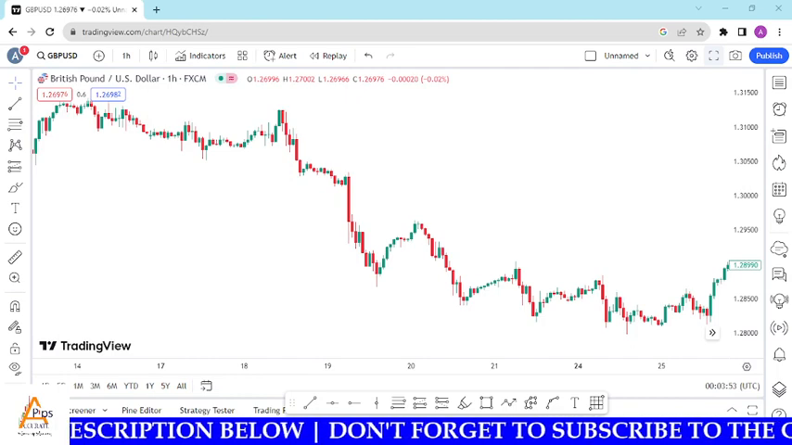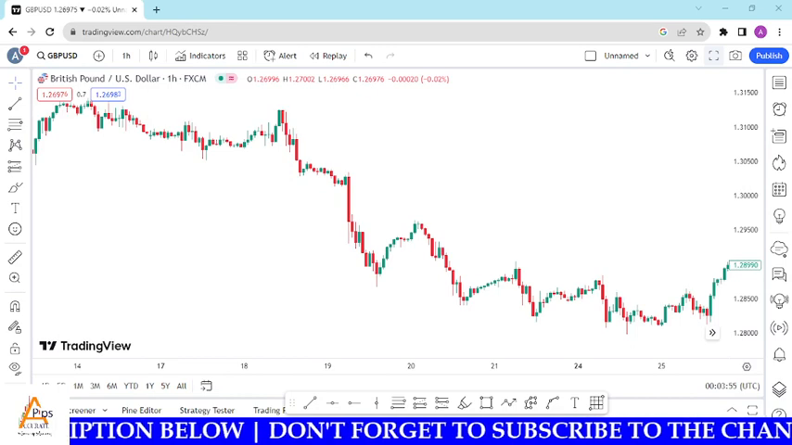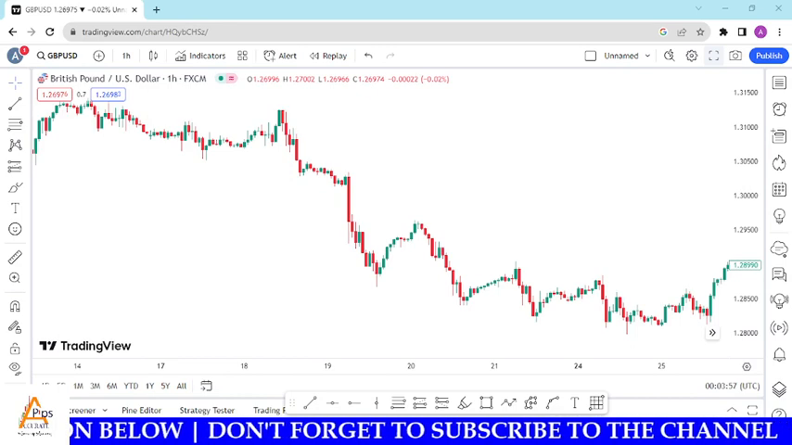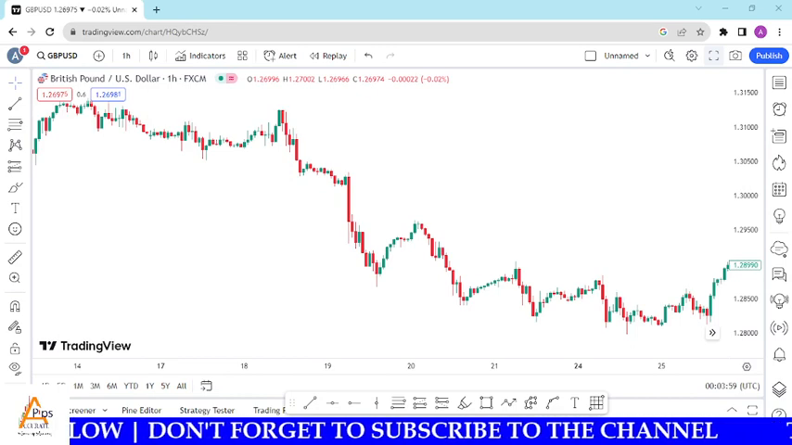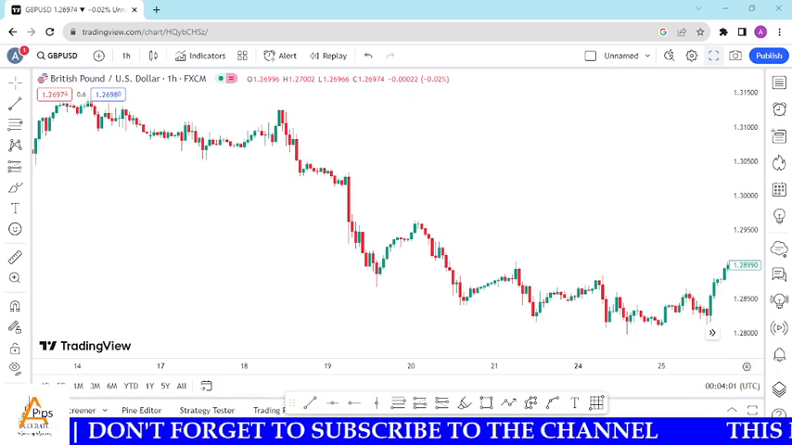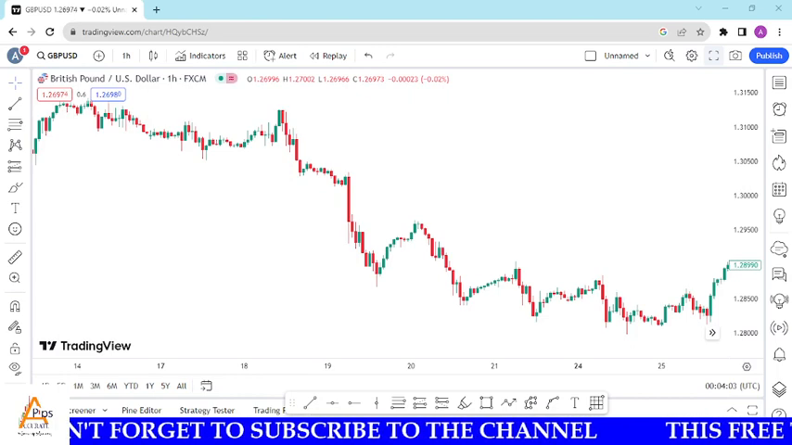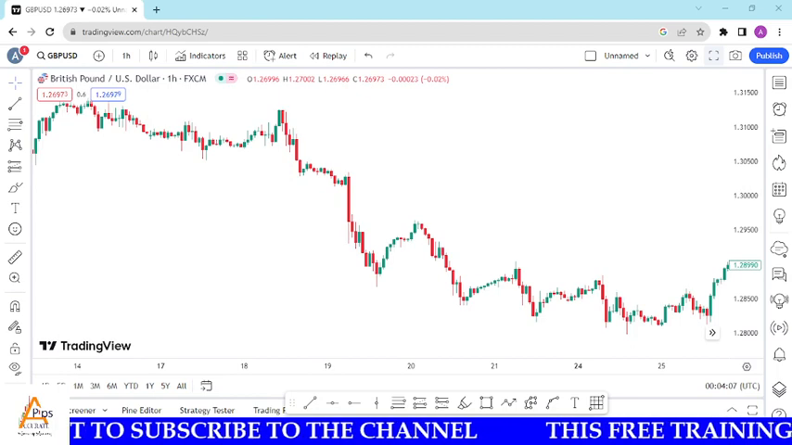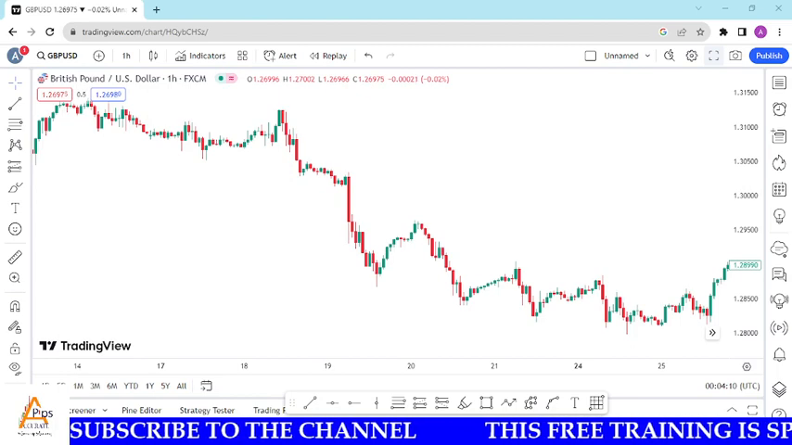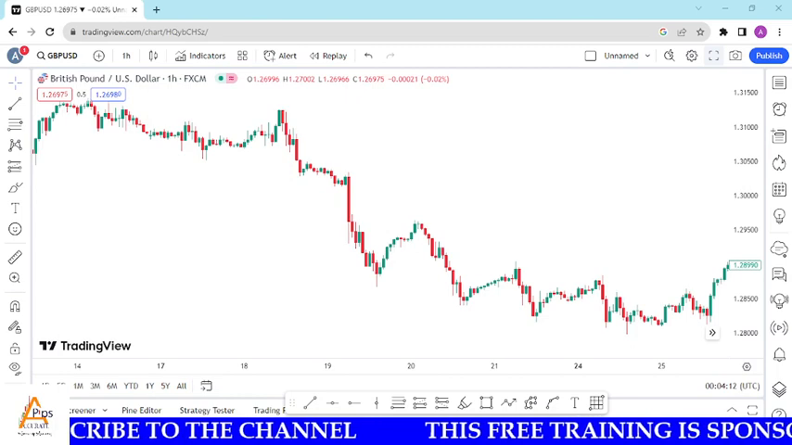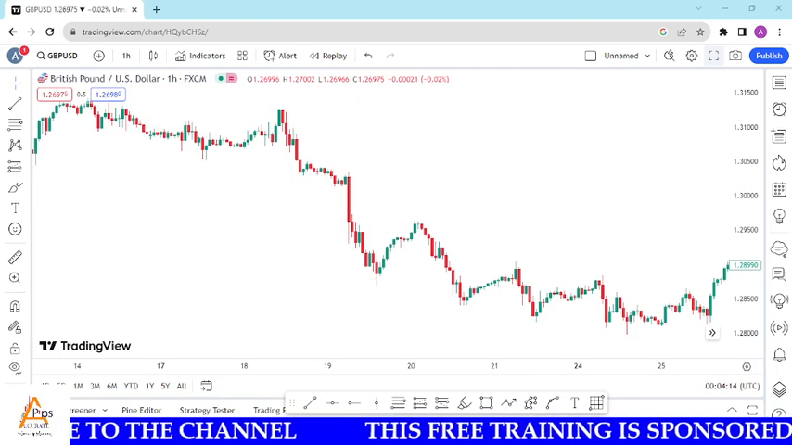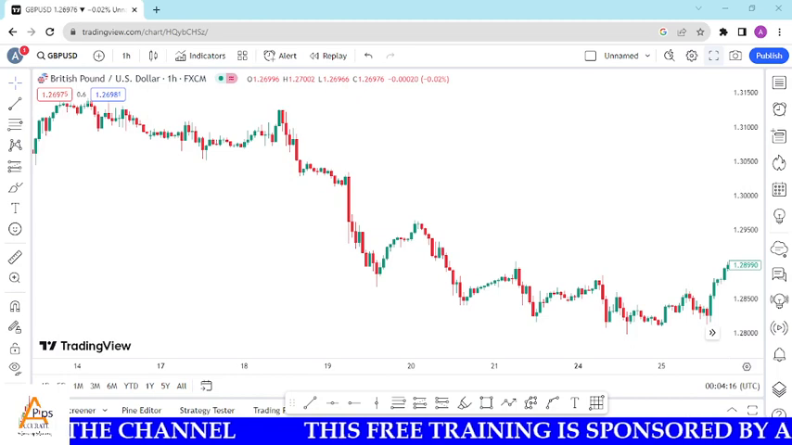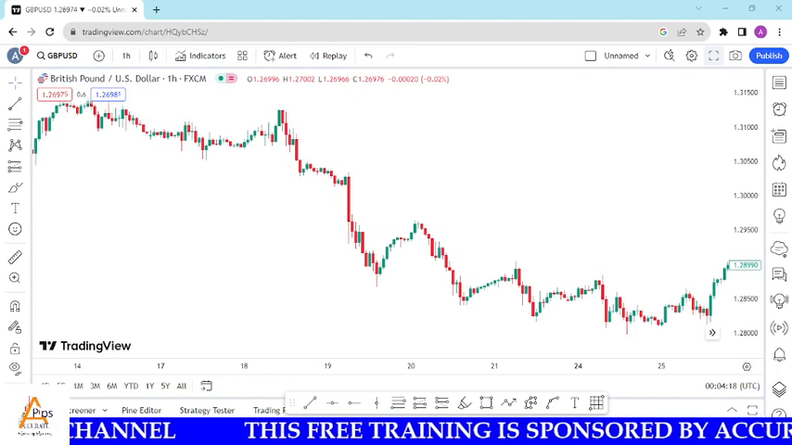So you are welcome to this new lesson, and in today's lesson we are going to continue with our liquidity lesson that we started. Already we've talked about what liquidity is. We've talked about retail liquidity. So today we are going to be looking at what we call smart money traps.